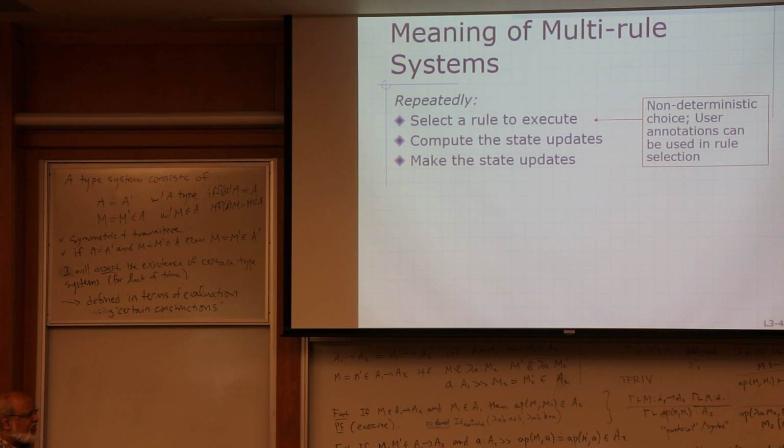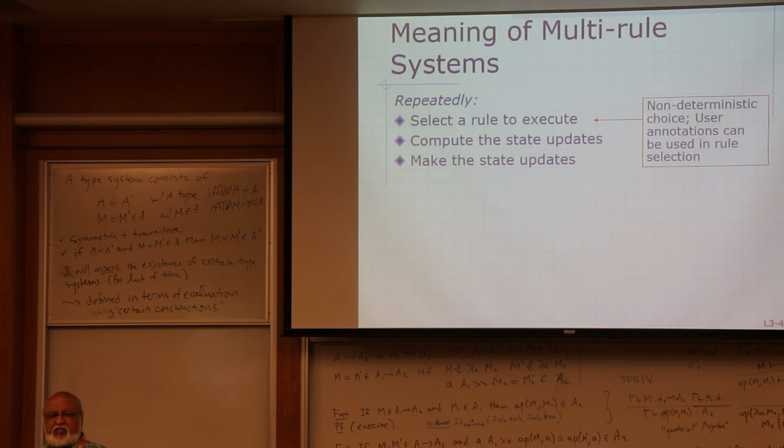Okay, but the semantics says that whatever behavior we see in the system must be explainable as if rules executed one at a time. Any order, we don't care what order, but in some order they executed one at a time.